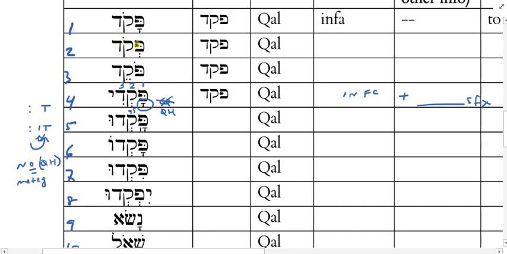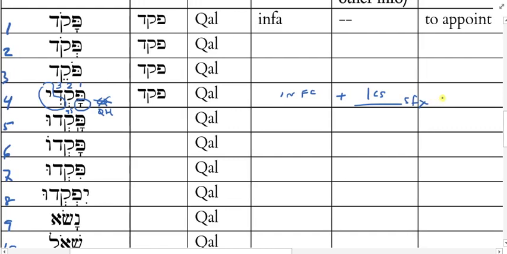Pekod, on the other hand, if you look at number 2, that's the form of the infinitive construct without a pronominal suffix. So it's pekod or poked-D. What I need to identify is which pronominal suffix the hireq yod is. That one's not too hard, is it? That's first common singular. So this is the verb pakad in the qal infinitive construct plus a 1cs pronominal suffix. And so my translation is going to be something like my appointing or visiting, or my act of appointing.